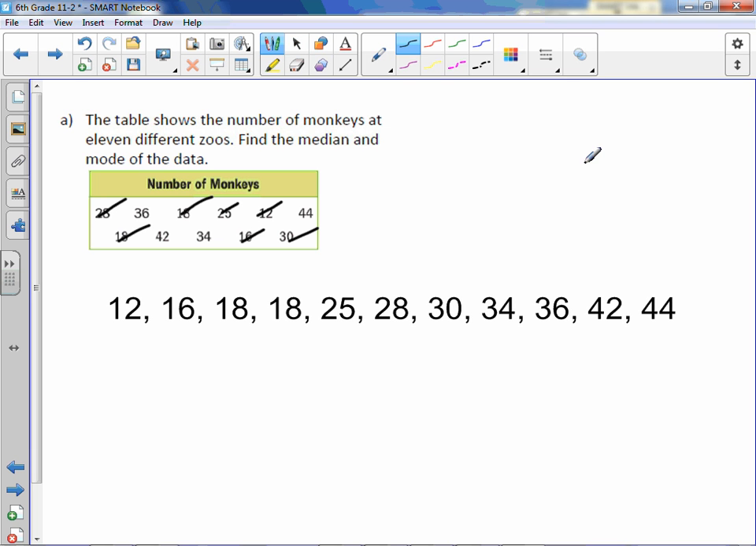Now, to find the center or the median of your data, just cross off numbers from either end until you get to the center. And actually, I prefer to just put dots underneath them. So that was 1, 2, 3, 4, 5. I have one number left. That is my median, which is 28. So the median is 28.